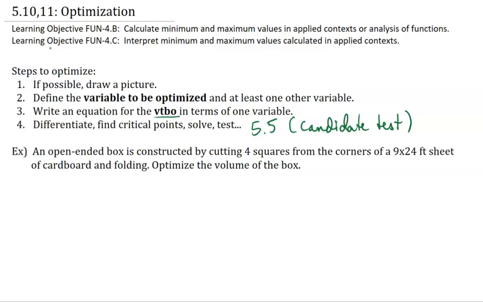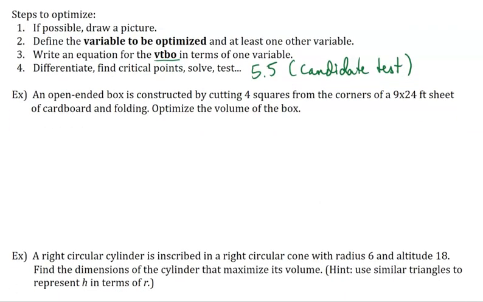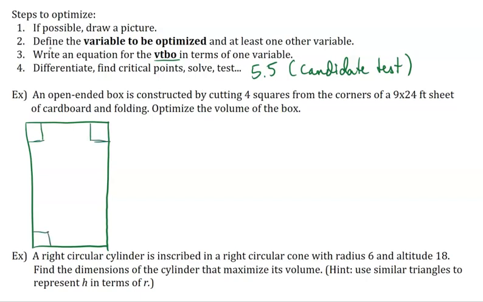All right. This first example says an open-ended box is constructed by cutting 4 squares from the corners of a 9 by 24 foot sheet of cardboard and folding. We're trying to optimize the volume of the box, so we don't have a lid on our box. You have seen this problem in an algebra context before, just maybe not with calculus. We have a rectangle and we're going to cut off 4 corners, making these squares, and then we'll fold along these lines.